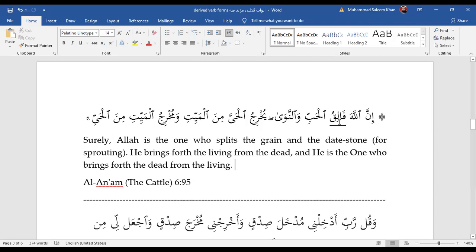As you can see here in this verse, there is a use of ismul fa'il, Faliq, Khaliq, wa mukhrij. Okay, sir, what is the meaning of faliq? The one who breaks, the one who splits.